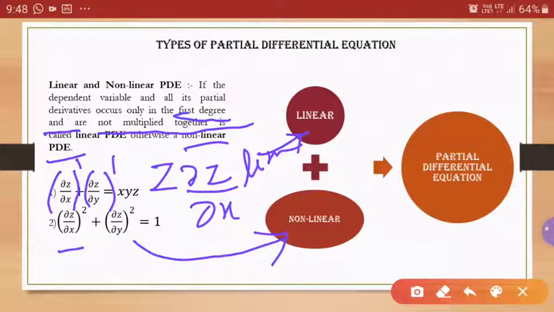Linear means its degree must be 1 and it is not multiplied by the dependent variable and its derivative. Second, non-linear means the degree is greater than 1. Then that differential equation is called a non-linear differential equation. Non-linear and linear partial differential equation.